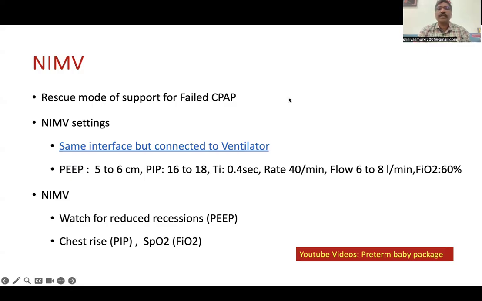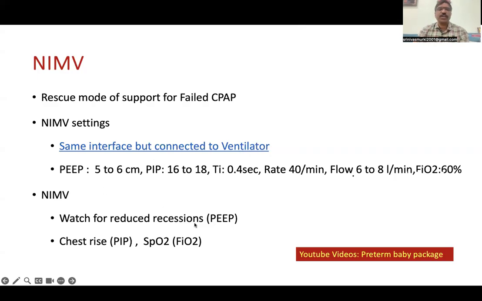Then, you can give a pressure of 16 to 18. You can add 10 plus to the PEEP. You will get the PAP. TI you keep 0.4 second, rate of 40, flows of 6 to 8 liters, and FiO2 of 60% on the ventilator in nasal IMV mode.